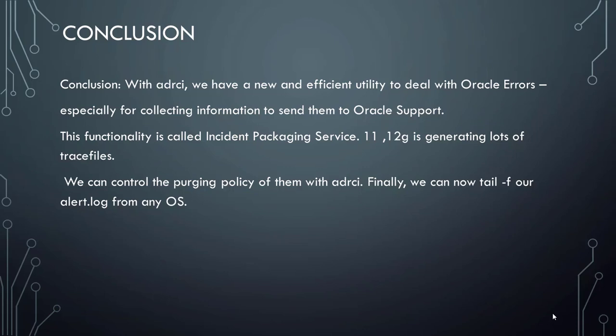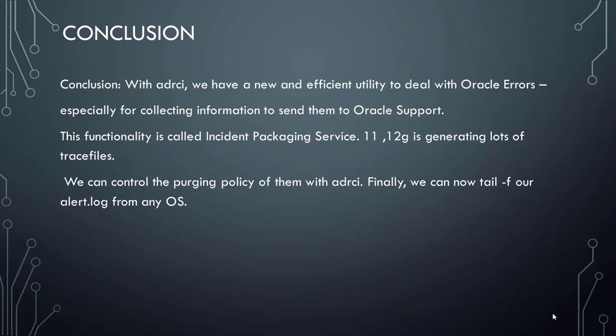As I already mentioned, 11G and 12C are generating a lot of trace files. So we need to set the purging policy on the database level for the trace files. We can control the purging policy of them with ADRCI. And finally, we can get the runtime log, like tail -f on our alert log, from any OS level. So we can see the runtime log using the ADRCI utility, and we can get the runtime log of any problem or any incident.